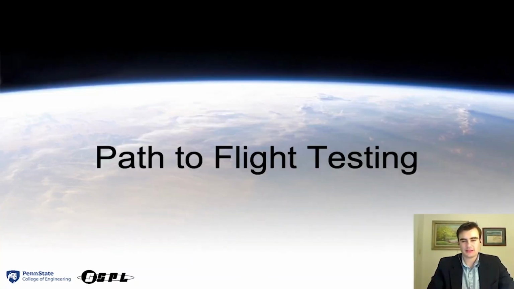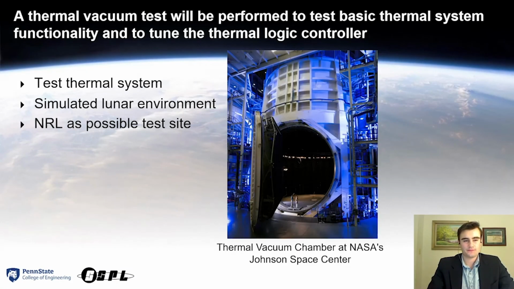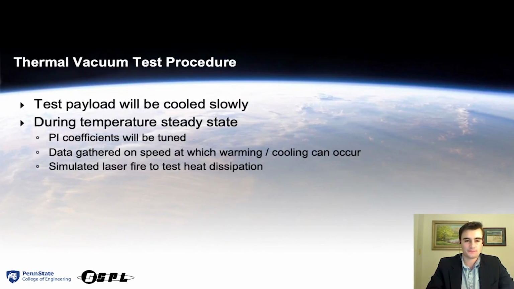We will now discuss the path-to-flight testing. A thermal vacuum test will be performed to assess the basic functionality of the thermal system, independent of other components. This will be done in a simulated lunar environment, which involves low temperatures and negligible atmosphere. The Navy Research Lab is one possible location for this test, but could also be done at other facilities, such as the NEST facility pictured here, for example.